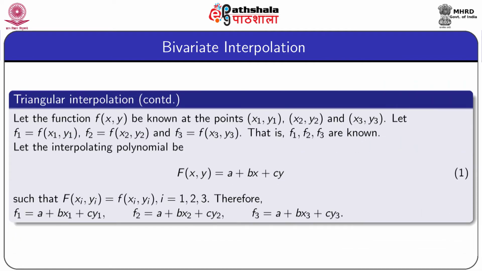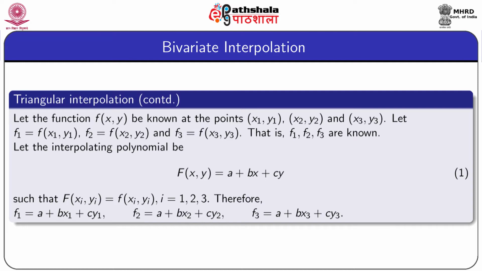Let the function small f of x y be the given function, but its explicit form is not known, while the 3 points x1 y1, x2 y2 and x3 y3 are given. That means the vertices of a triangle are given. Let small f1 equal to f of x1 y1, f2 equal to small f of x2 y2 and f3 equal to small f of x3 y3. These are the given values. That means the values of f1, f2 and f3 are known.